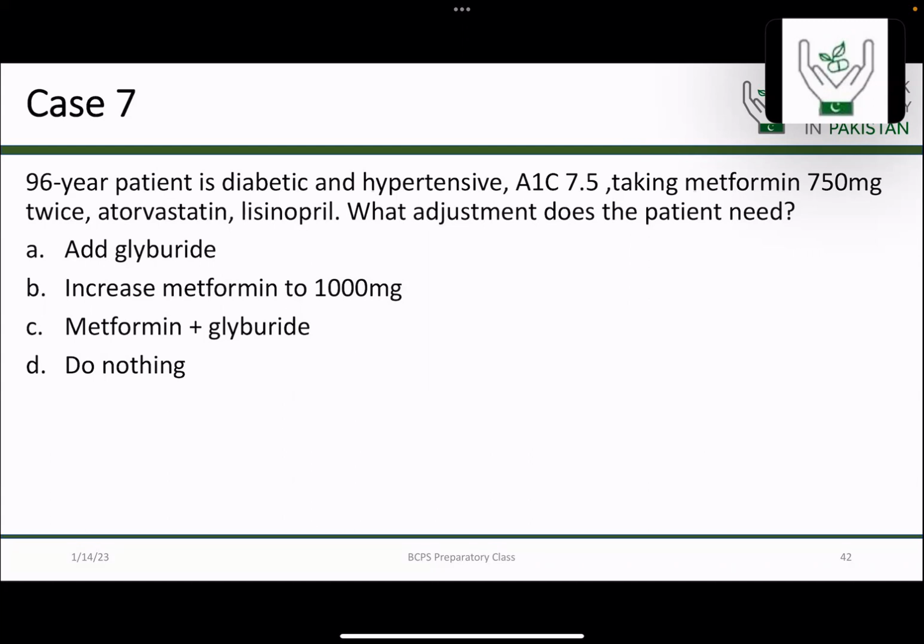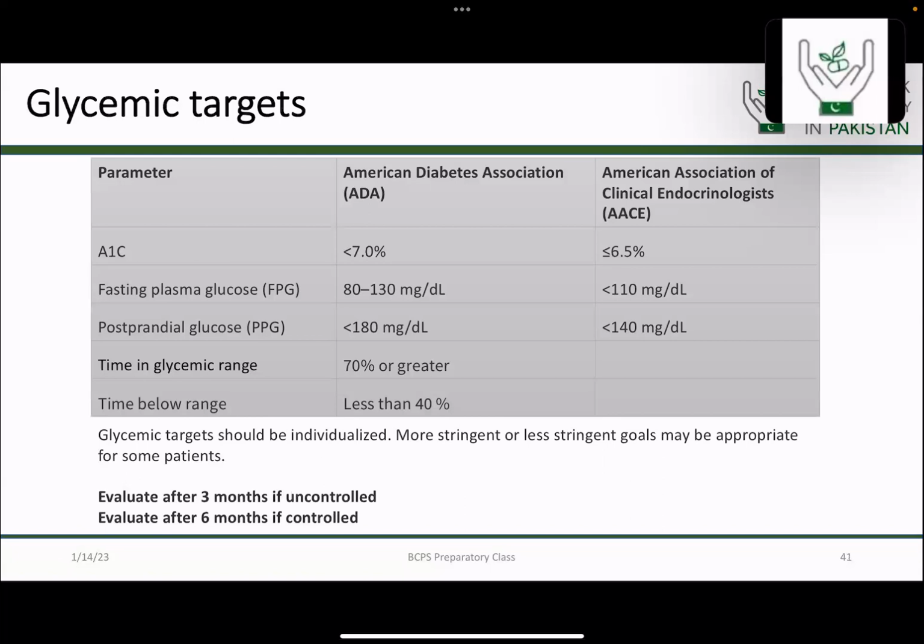So I will go back to clarify this point. You see, these are the recommendations of the American Diabetes Association, in which the target for A1C is less than 7%. But there is a line written below this that glycemic targets should be individualized. More stringent or less stringent goals may be appropriate for some patients. So what does it mean?